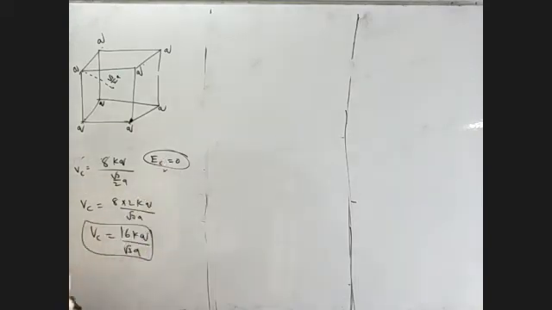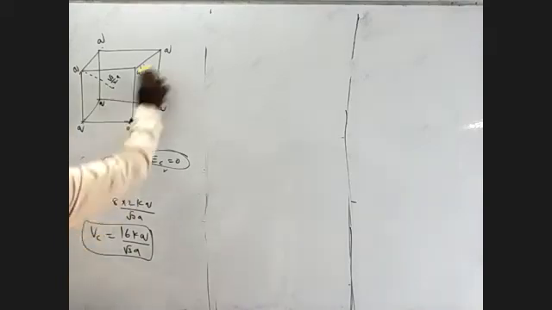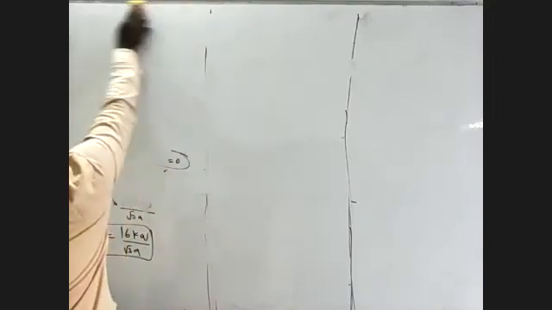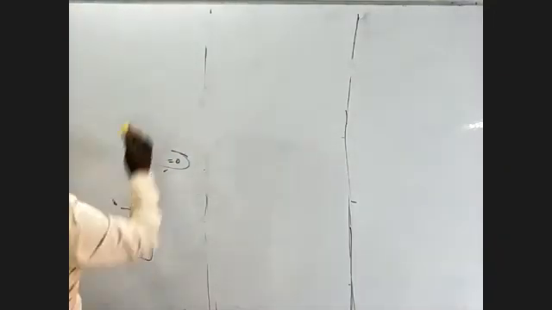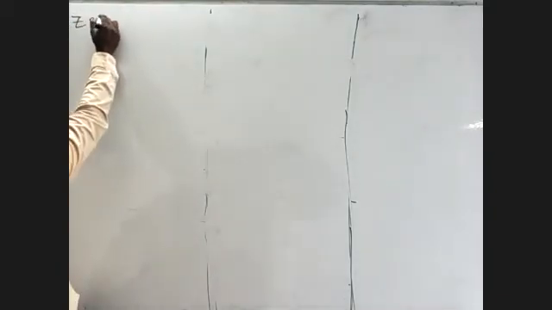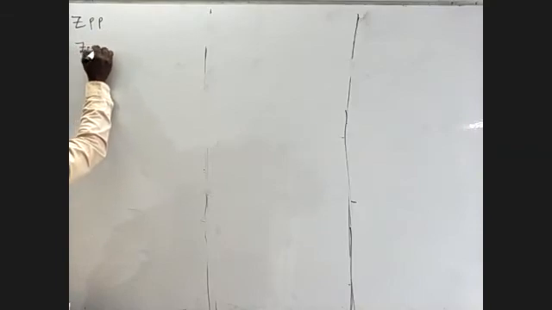So VC is equal to 0. This topic is over, the model is over. Next topic is ZPP, the zero potential point.